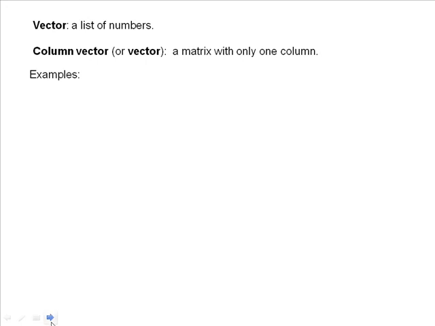Some examples: here's the vector u, it's 3, -1, and it's a column vector, and the u is in bold print, so often you'll see vectors written with bold print. The vector v is 2, 4, and w, we have 3 entries, it's 3, 0, 5.